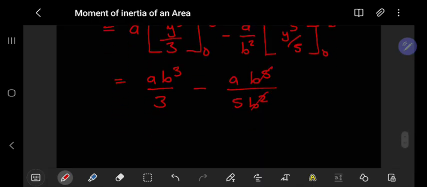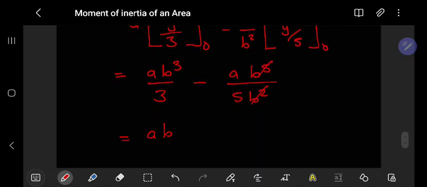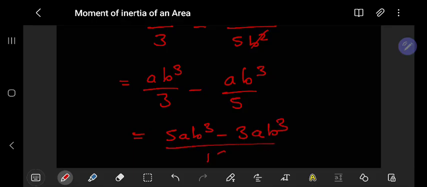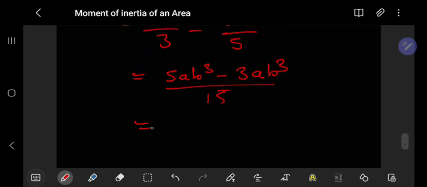Here, this and this will simplify so that we now have a b to the power 3 over 3 minus a b to the power 3 over 5. And let's see what this gives us. 5ab to the power 3 minus 3ab to the power 3 over 15. And finally, this comes to give us 2ab to the power 3 over 15. This comes to be our expression for I1.